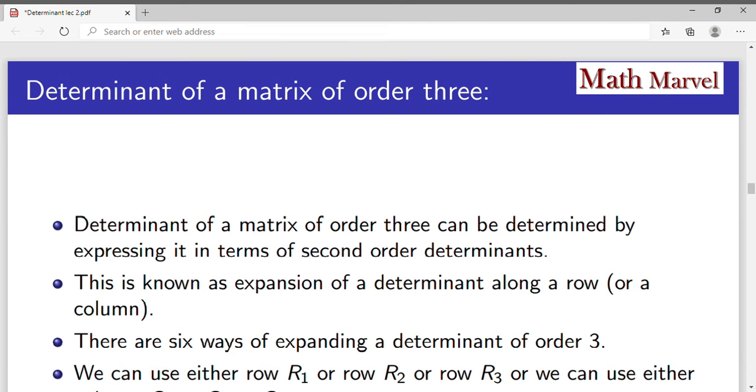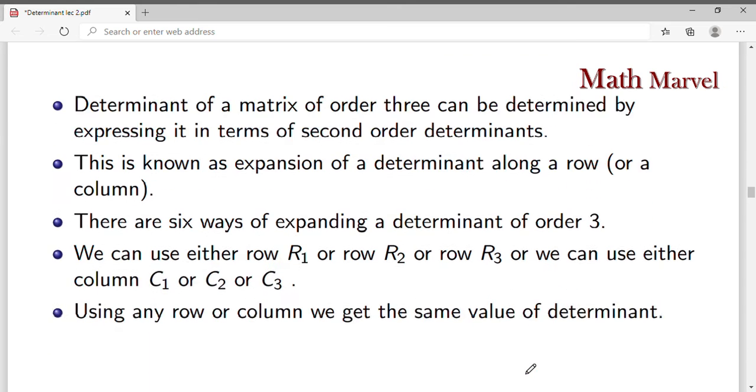Now we learn how to evaluate the determinant of a matrix of order 3. The determinant of a matrix of order 3 can be determined by expressing it in terms of second order determinants. Here to evaluate a determinant of order 3 we use the knowledge of determinants of order 2. This is known as expansion of a determinant along a row or along a column. There are 6 ways of expanding a determinant of order 3.